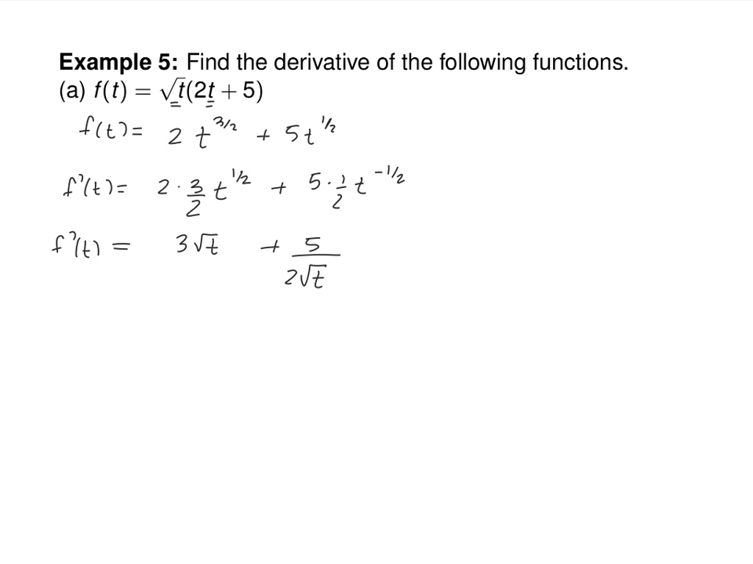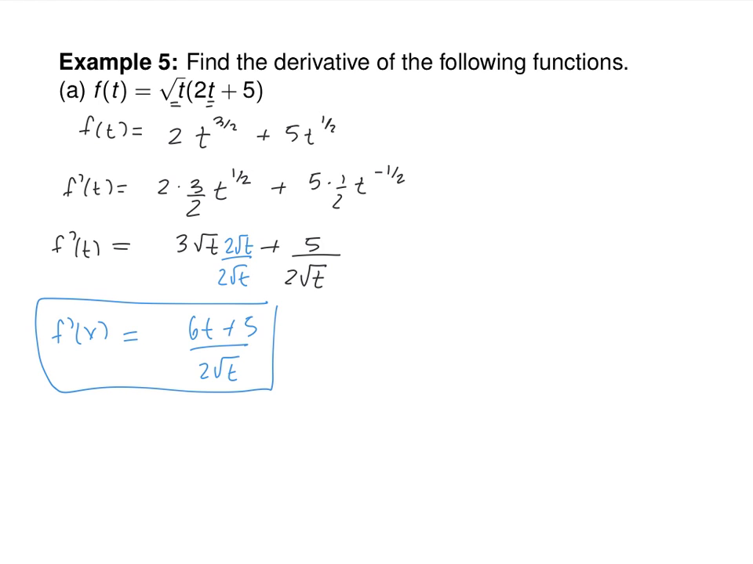Okay, how could you get a common denominator here? What would you multiply by? 2 root t over 2 root t. And so then your first derivative is 6t plus 5 over 2 root t. Okay, there you go. So the point is, you don't need the product rule and stuff like that. Distribute, use your power rule, it's easier. Part of the challenge in this section is recognizing what those problems are because they're mixed in with the homework problems.